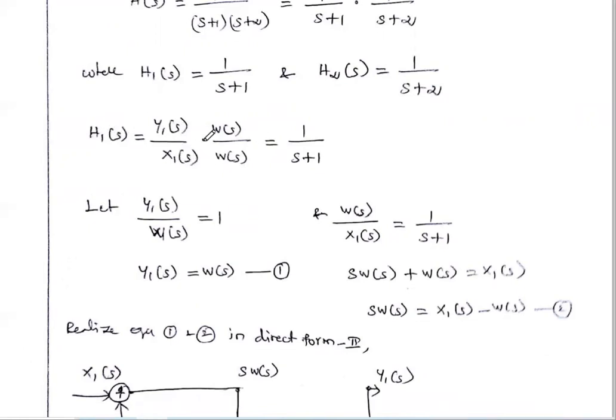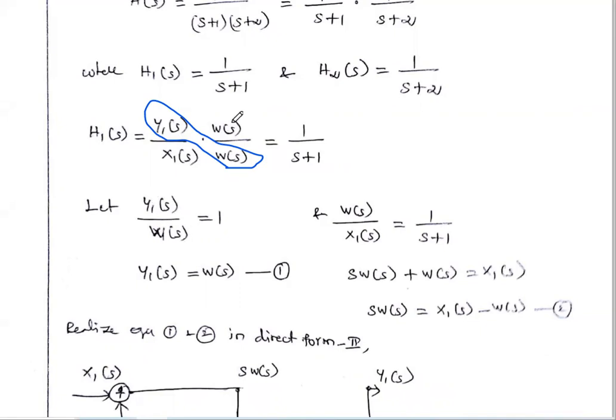You multiply this Y1 divided by X1 by W of s and divide by W of s, which is equal to 1 divided by s plus 1. And we have to split this into two equations. Y divided by W, we consider as the numerator. So this is the first equation: Y1 of s divided by W of s equal to 1.